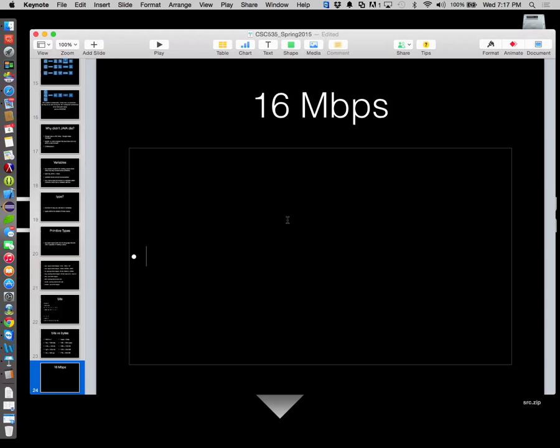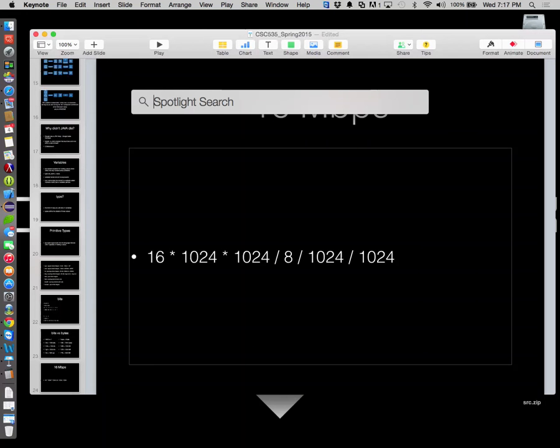Well, first thing is 16 megabits per second is actually that many kilobits per second, which is actually that many bits per second, which is actually that many bytes per second, right? Which is actually kilobytes, megabytes. All right? Or we could just, yeah, I'll say it here in a second. Or we could just say this.